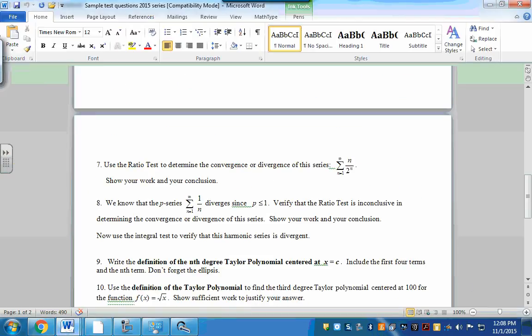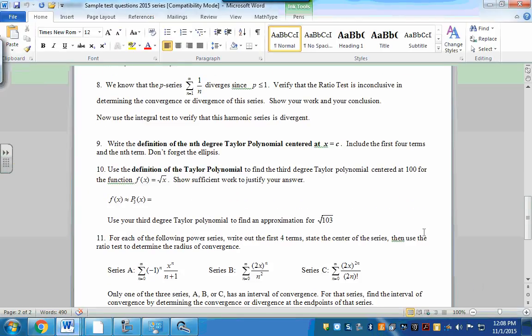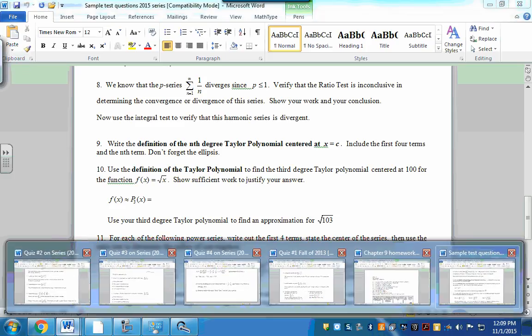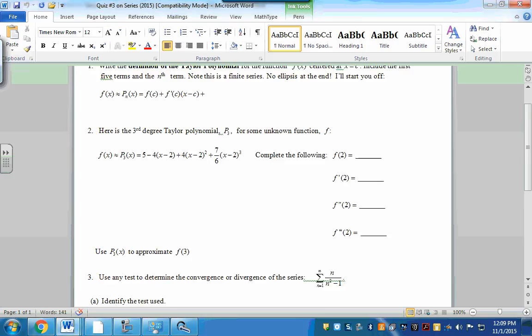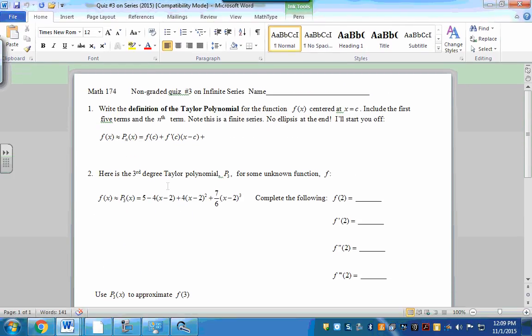Let's see, definition. Well, I told you you would have number 9. Number 9 was the first question on quiz number 3. It was the first question on quiz number 4, and it will be a question on your test. You just have to know that. So go to quiz 3: write the definition of the Taylor polynomial centered at c. First 5 terms, the nth term, finite series, no ellipsis at the end. So make sure you're able to complete that.